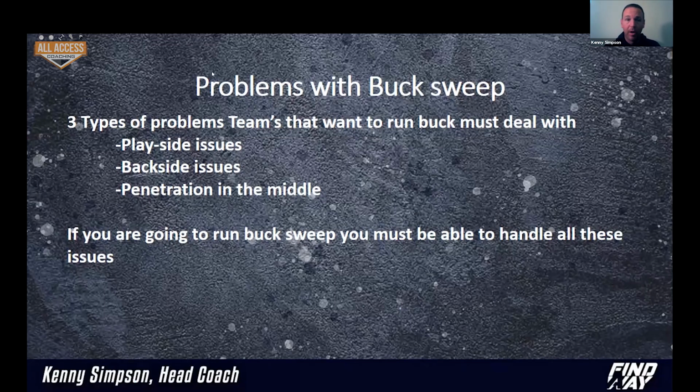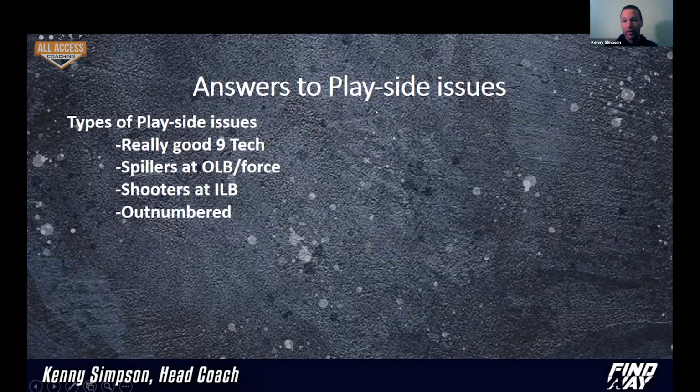So if you're going to run buck sweep, here's the if-thens. Play side issues. I need to have answers for play side issues. So here are what I consider to be the main play side issues you'll see if you run buck sweep, okay? First issue you're going to see is a really good 9 technique. So you're going to have a guy over there that's maybe better than your wing, okay? We don't like to say that, but that's the reality.